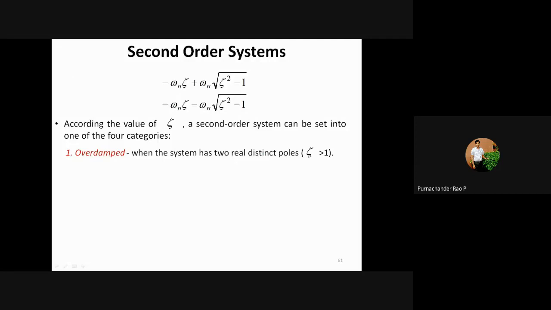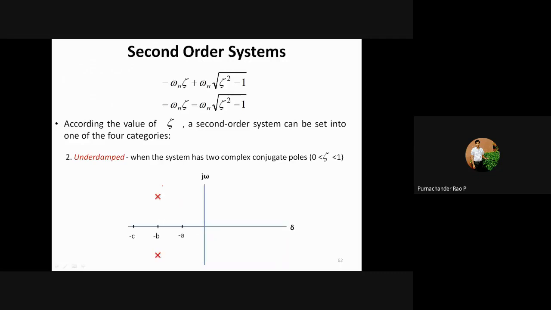Depending on these two roots, the system will be categorized as overdamped when zeta is greater than 1. When zeta is greater than 1, the roots are going to be real and unequal. And when zeta is in between 0 and 1, the system is known as an underdamped system, and you will get complex roots.